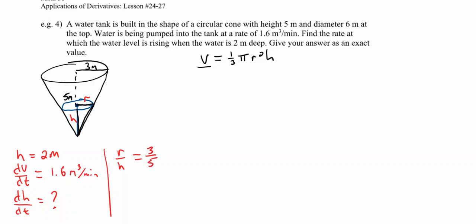So then I can just rearrange this a little bit. That would mean that r is equal to 3/5 times h. Now, you physics people, what do you think we could do with that? Yeah, we can substitute that in, can't we? Why not replace that r with this expression?